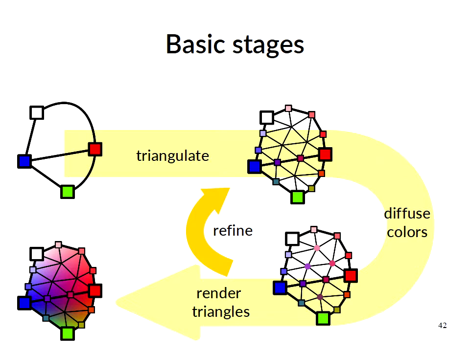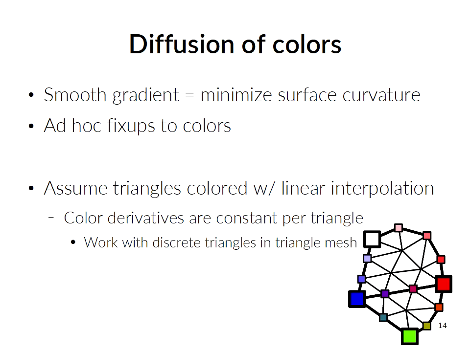The most interesting stage of this algorithm is the diffusion of colors, so I'm going to talk about that in more detail. When diffusing colors, we want to create a smooth gradient. That means we need to minimize the curvature of colors across the surface of the shapes. In addition, we need to apply some ad hoc fix-ups to the colors to get all the gradient properties that we wanted. To make the calculations simpler, DiffusionMesh makes the assumption that the triangles on the triangle mesh are colored with linear interpolation. This means that when we minimize the curvature of colors across the surface, we can work with discrete triangles in the triangle mesh instead of with the surface as a whole.